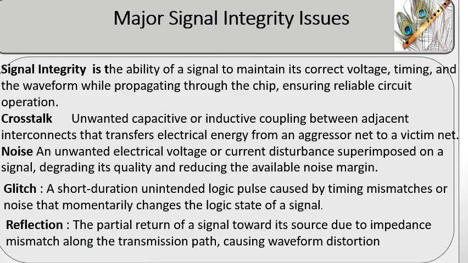Interconnect coupling gives rise to several signal integrity issues that can affect the reliable operation of a VLSI chip. The most common of these are crosstalk, noise, glitches, and signal reflections, each influencing circuit behavior in a different way. Some primarily affect signal voltage levels, while others introduce timing errors or waveform distortion. The severity of these issues increases with higher operating speeds and shrinking technology nodes.